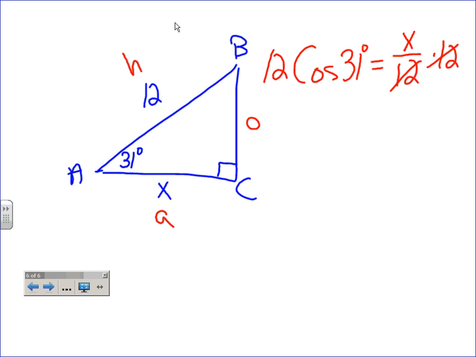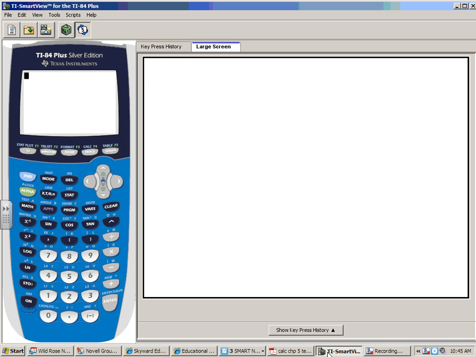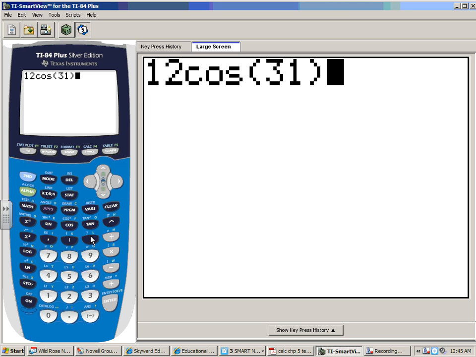Does everybody have that one written down so I can go to the calculator and do it? All right. So 12 cosine of 31. I like to close off the parentheses on that because in case we start typing in longer stuff, you don't end up taking the cosine of everything that you type in after that. All right. And how does it know it's degrees again? Yeah, it's in degree mode. And we're expecting it to be less than 12, right?